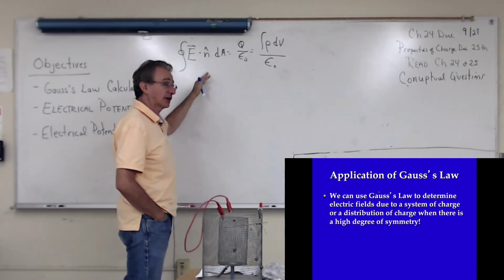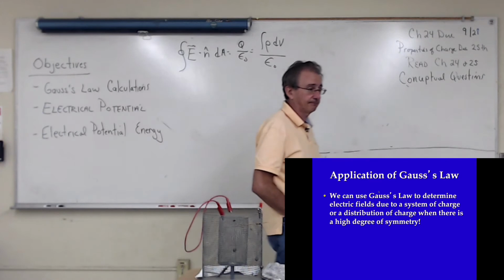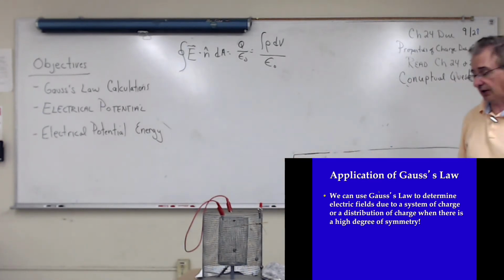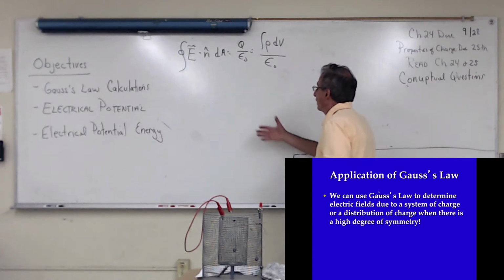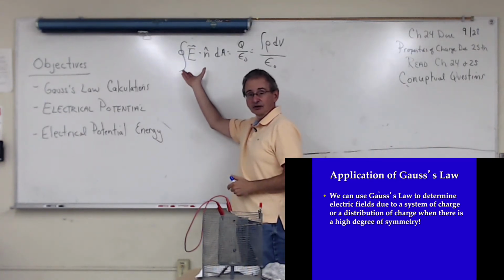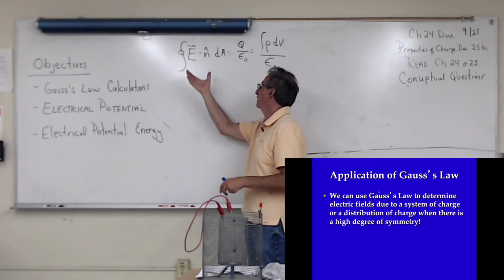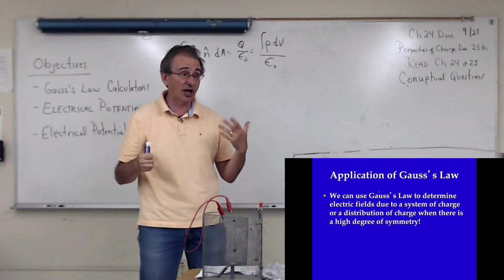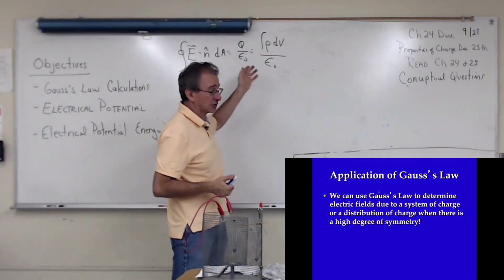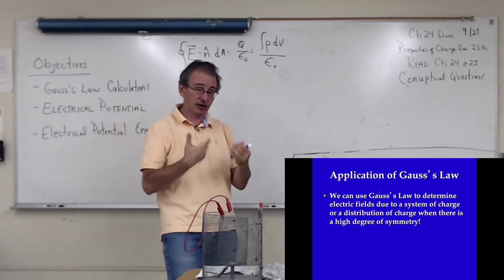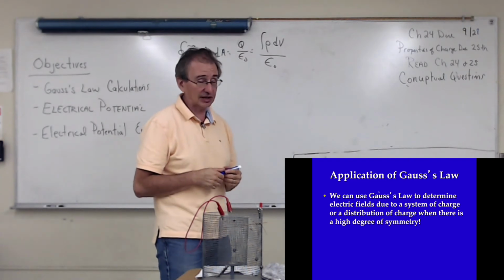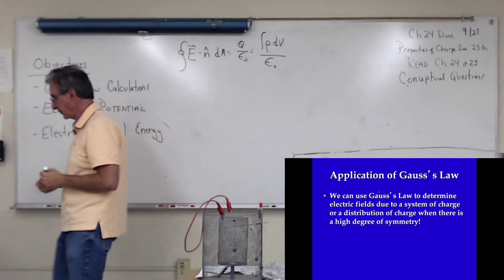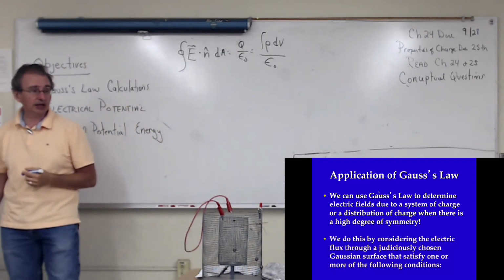So we want to use this to calculate fields. Remember that this represents the number of field lines going outward from a surface. If the integral is positive, it represents the number of field lines moving outward from a surface. But this is also proportional to the amount of charge enclosed inside the surface. I had a whole discussion on this last week, and we can use this idea to calculate electric fields.